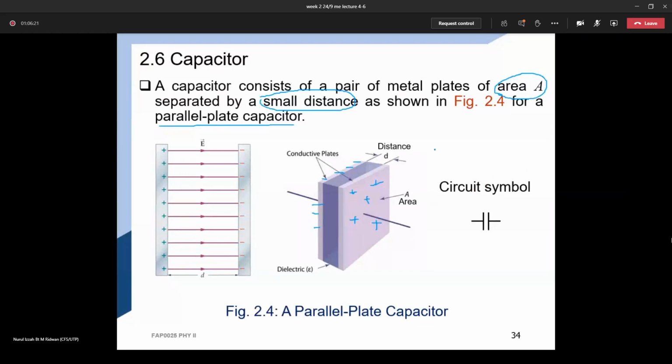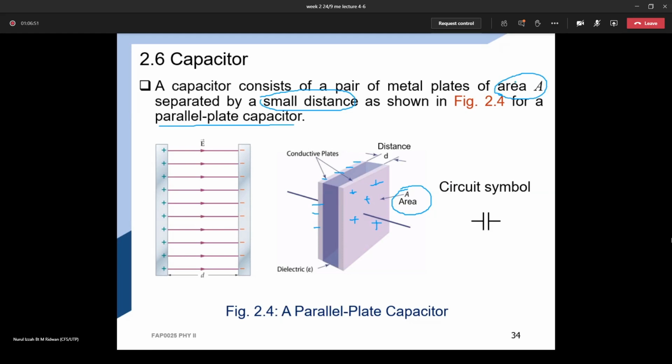So just know that a capacitor consists of metal plates of a given area, and also a distance in between the two metal plates. And I would like to say something about this thing, area. A capacitor comes in various types of shape. It can be a circle, a square, a rectangle, it can be any type of shape. So in other words, the area here depends on the question.